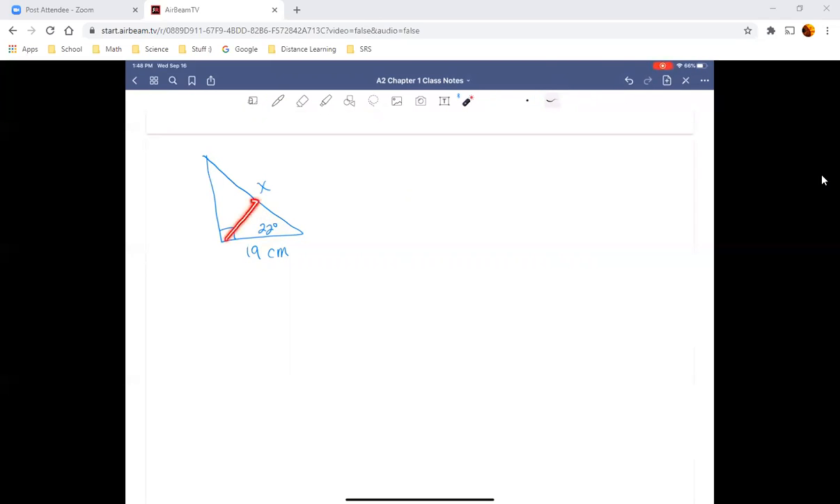So what's my x going to be? Adjacent, opposite, or hypotenuse? Yep, that's your hypotenuse. And then from this angle to get to that 19, that's going to be my adjacent.